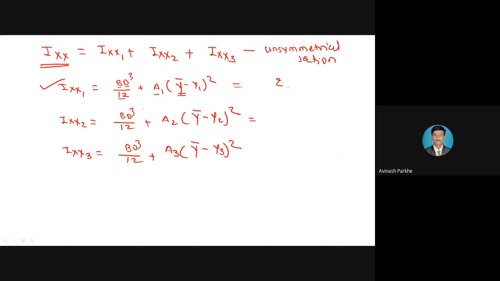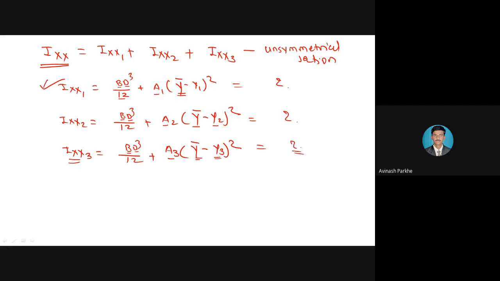Similarly, for Ixx2, BD cube by 12 means section 2's B and section 2's D. Again A2, and the y bar distance will be constant for all three. Y2 distance we can calculate. You will get the Ixx2. For Ixx3, again for the third section, we have its capital B and capital D. A3 is to be calculated. Y bar is constant. Y3 we have already calculated. You will get the Ixx3.